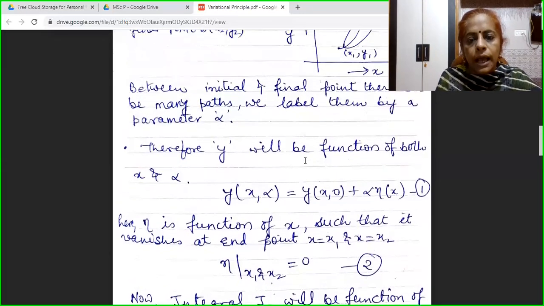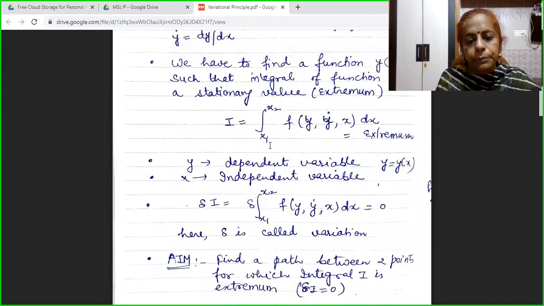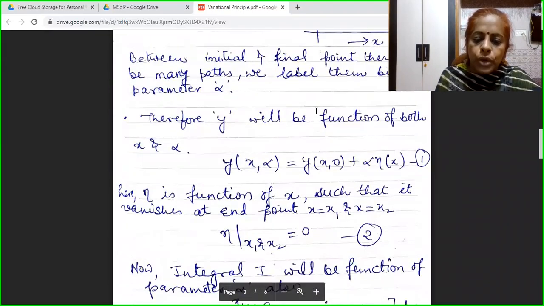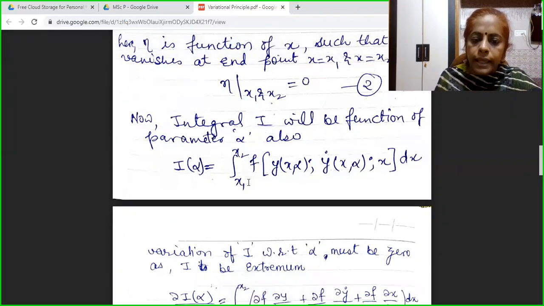Now, since I was a function, the integral is defined between the limits x1 and x2 of the function f(y, y naught, x). Now, what was y? Dependent initially only on x. Now, since we have defined different paths, it also depends upon alpha. So I can rewrite my integral to be dependent on the parameter alpha as the function f, where y depends on x and alpha, y naught also depends on x and alpha, and x is an independent variable.